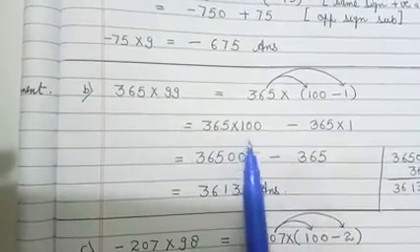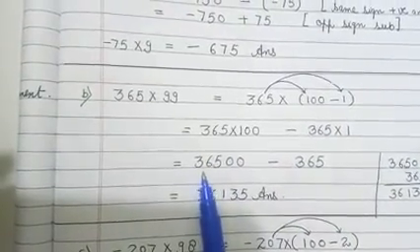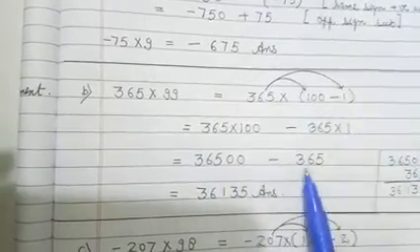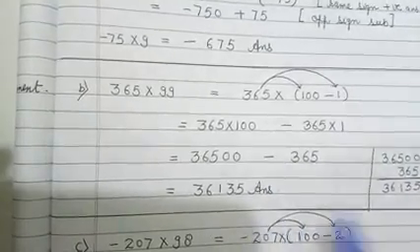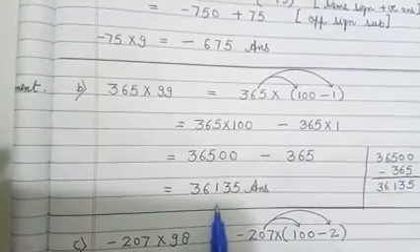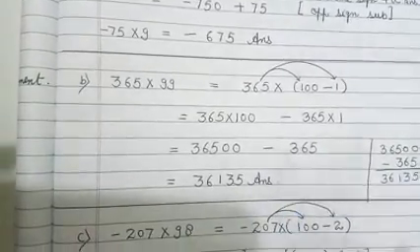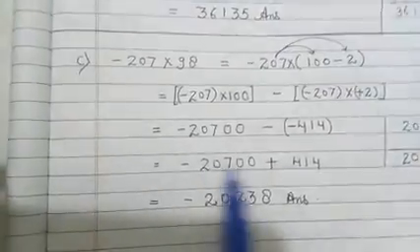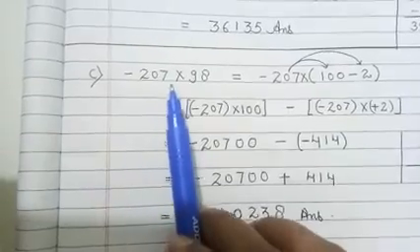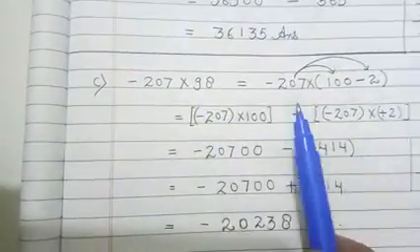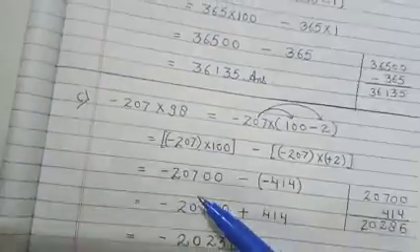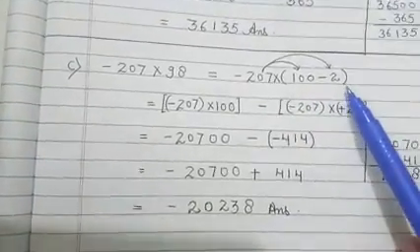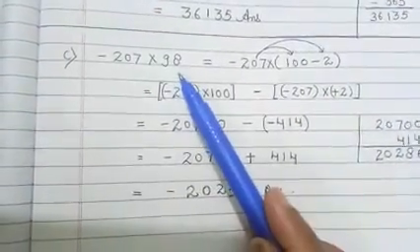So when you multiply by 100, it becomes 36,500, and this becomes 365. And as the sign is minus, you subtract and you get the answer 36,135. Now look one more example, class. Here the number is minus 207 multiplied by 98. See, now in place of 98 what you will write? Here you will write 100 minus 2, because 100 minus 2 is 98.